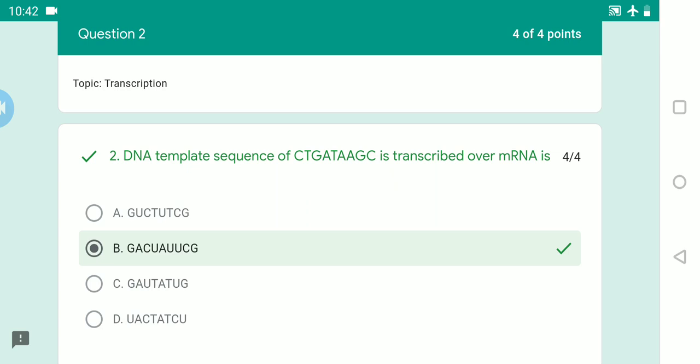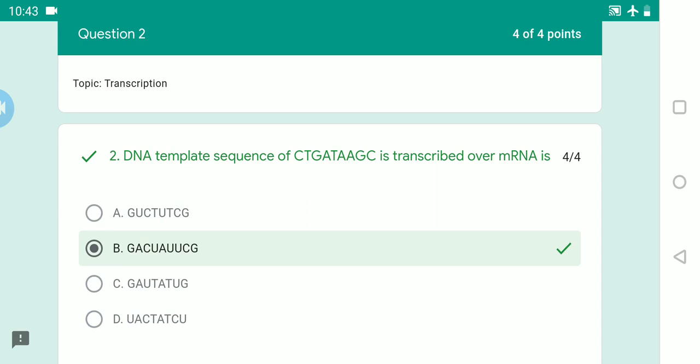Let's check the options with respect to this one. C to G, T to A, G to C and A to U. In the DNA I'm talking about CTGATAAGC. When it is converted into messenger RNA, you should identify the opposite, and wherever T is present, it should be replaced with U. So which is the right option? G, A, C, U, A, U, U, C, G. That means option B is the right option.